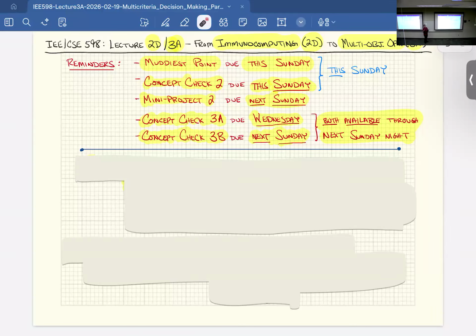The mini project for Unit 2 is due next Sunday. So now all the mini projects from this point on are going to be a little more open-ended. The idea is just to look through the algorithms that we have discussed in that unit. In this case, Unit 2, that will be immunocomputing, which we talked about today, so artificial immune systems.